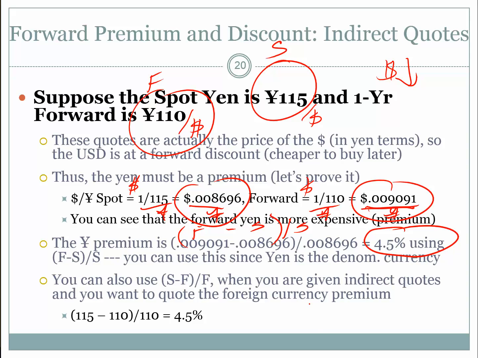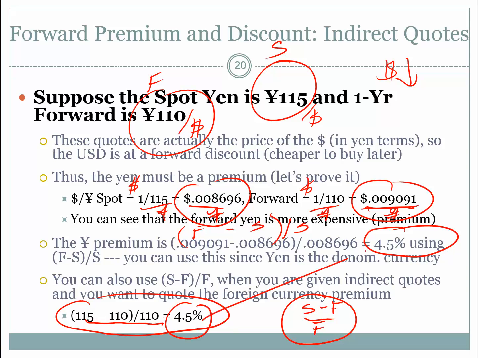If I do spot minus forward over forward, just like we did old minus new over new in appreciations, that'll tell me about the numerator. So if I just take 115 minus 110 over 110, the spot minus forward over forward, that also gives me the 4.5%. It's identical mathematically, and it's just a lot easier to calculate.